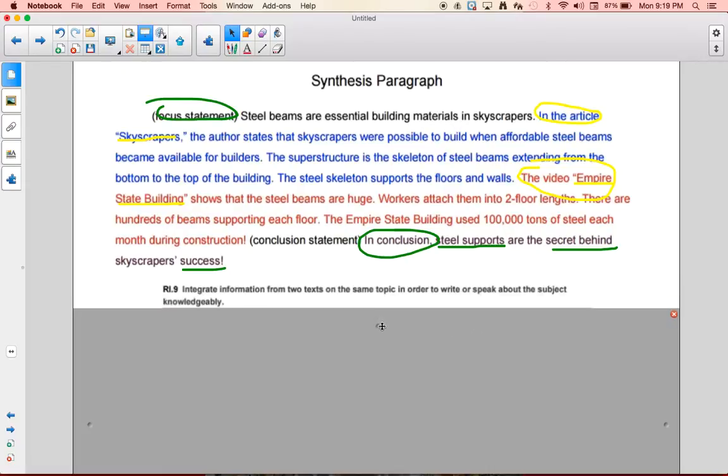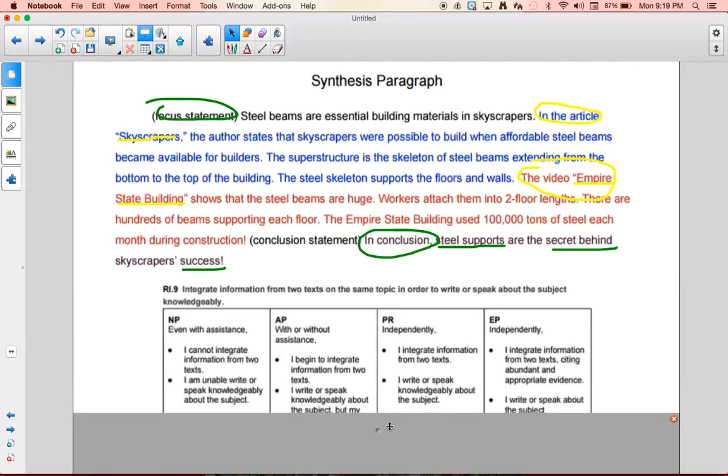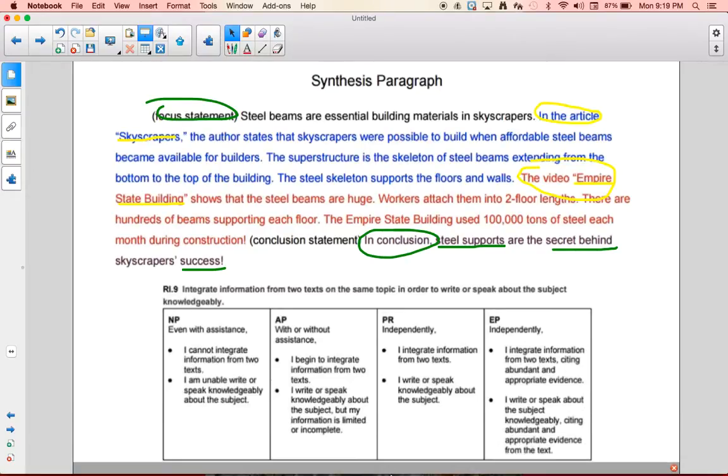So when I look at the rubric then, before I turn this into my teacher, I look and see whether I think I'm proficient in doing this independently. Was I able to integrate information from two texts? Well, here's my information from the article, and in red's my information from the video, so yes. And did I write or speak knowledgeably about the subject? And I would say yes, because I came up with a main idea, I supported it with details, and then I had a concluding sentence.